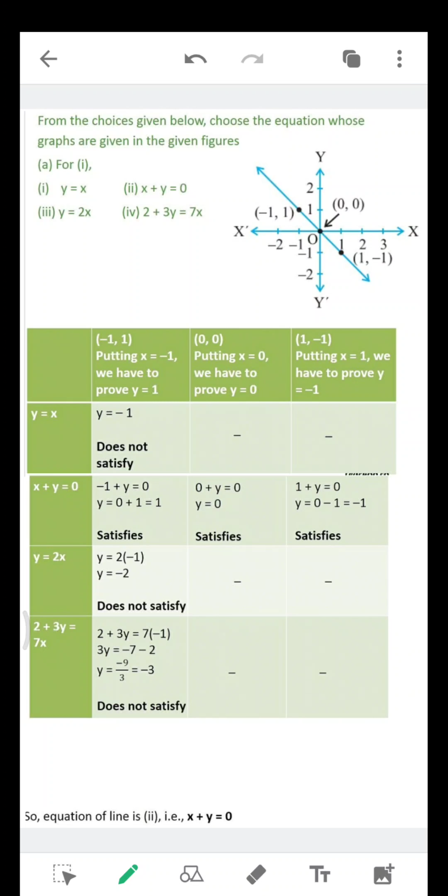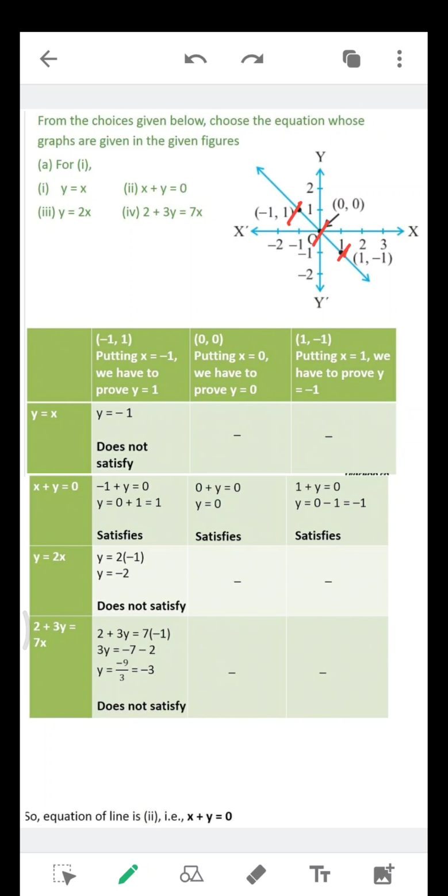So here there are 3 points: minus 1 comma 1, 0 comma 0, and 1 comma minus 1. We have to check these three are solutions of which of the following equations. These all three will be solutions of any one of the equations.